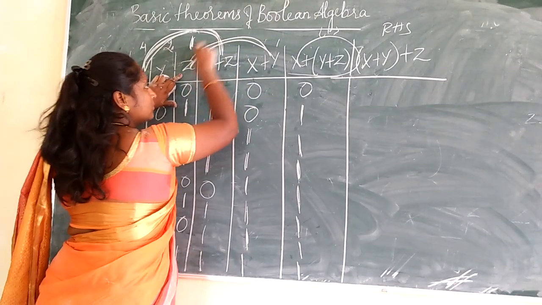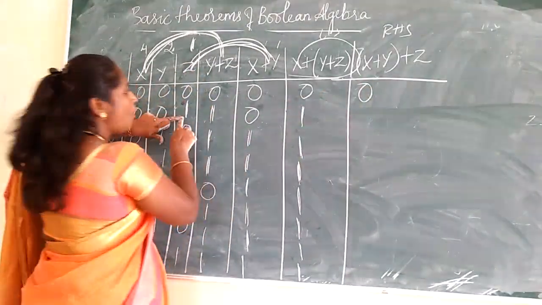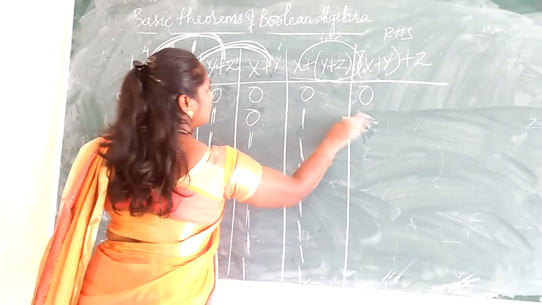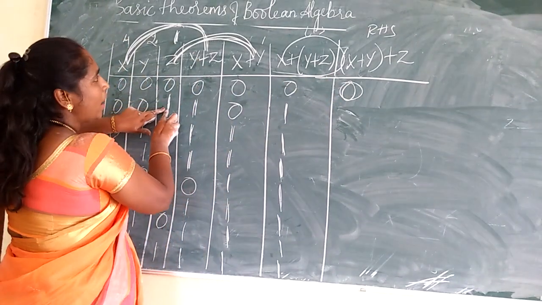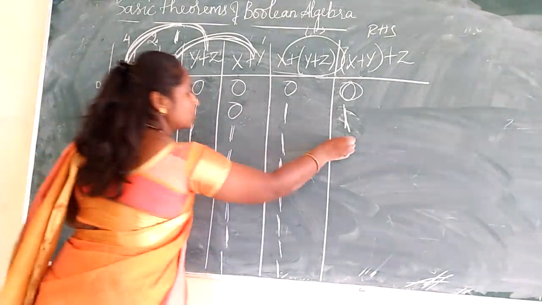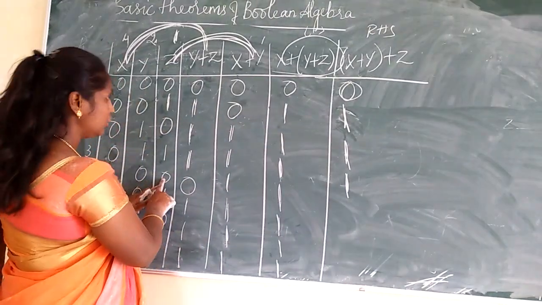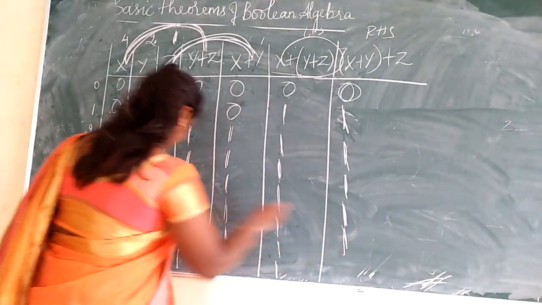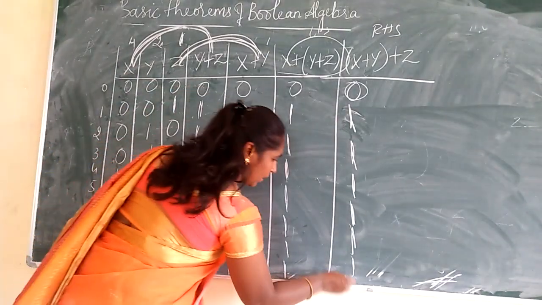These two. So 0 plus 0 is 0. 1 plus 0 is 1. 0 plus 1 is 1. 1 plus 1 is 1.